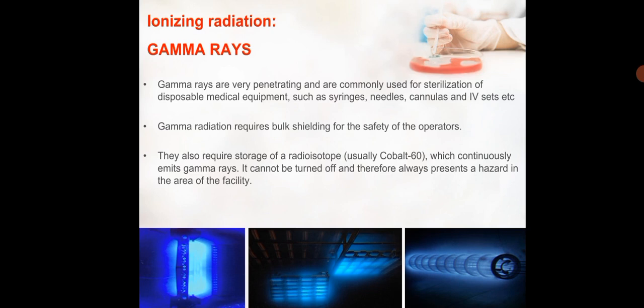Gamma radiations require bulk shielding for the safety of the operators. They also require storage of a radioisotope, usually cobalt-60, which continuously emits gamma rays. It cannot be turned off and therefore always presents a hazard in the area of the facility.